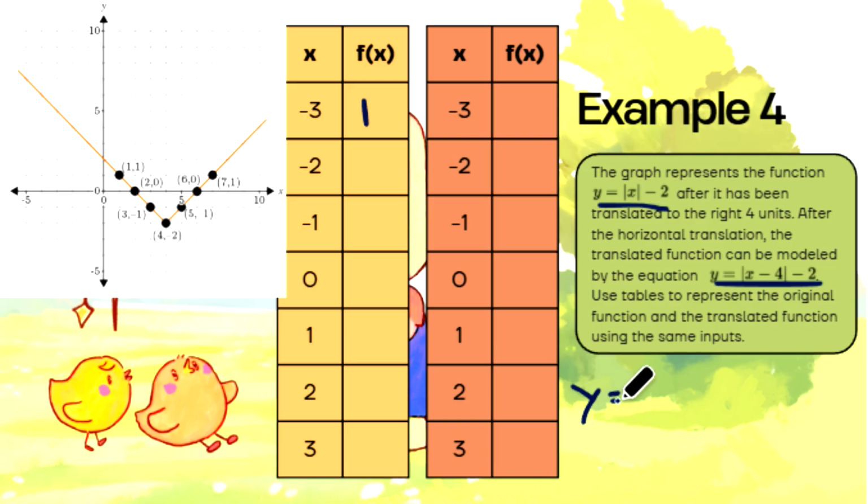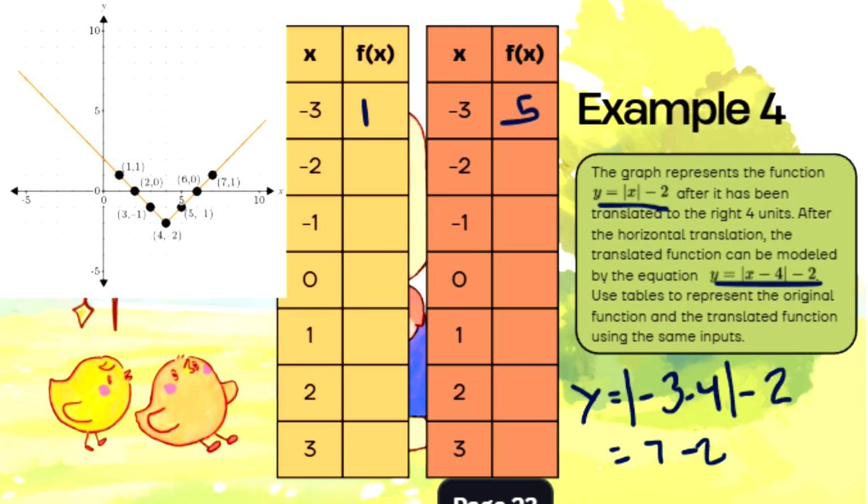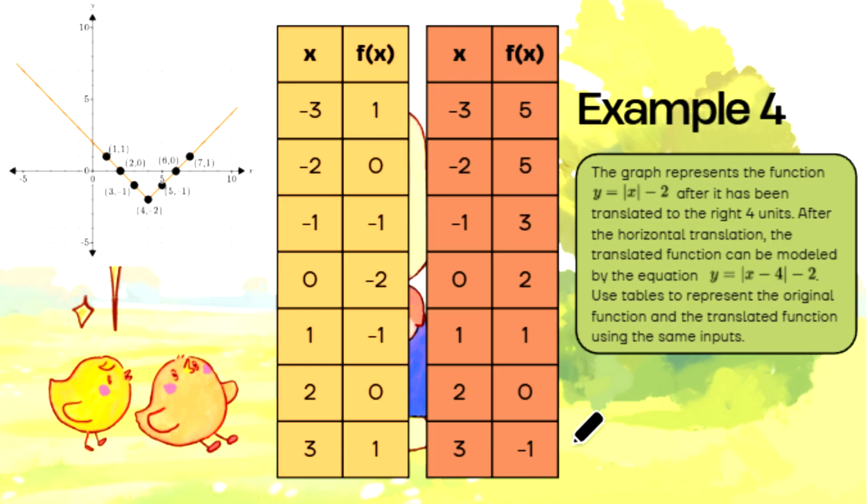Y equals the absolute value of x, which is still negative 3, minus 4, minus 2. So negative 3 minus 4 becomes negative 7, but it's in absolute value signs, so it's really positive 7 minus 2, which is going to give us 5 here. You would do this all the way down for both tables, and it's going to give you these points.